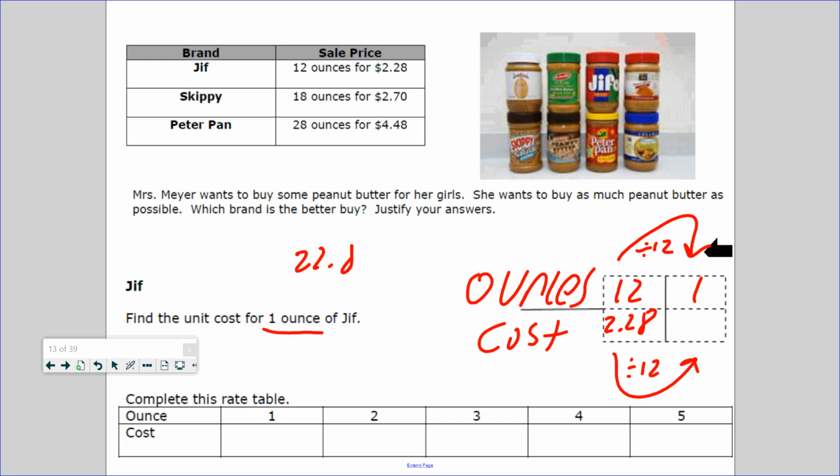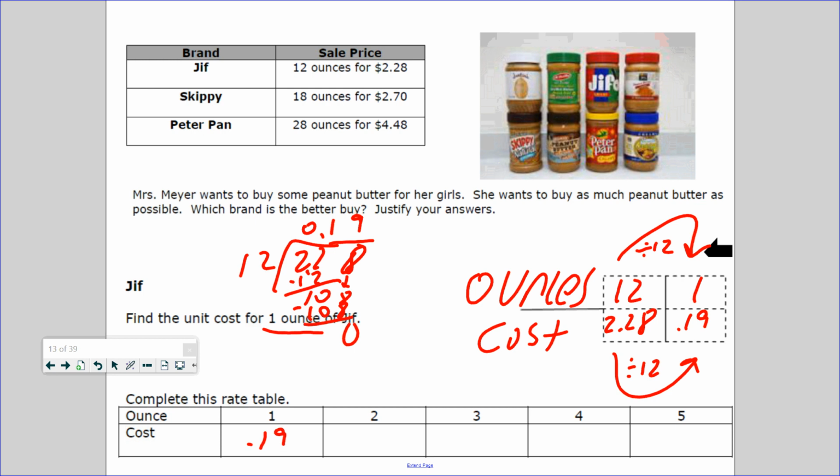So $2.28 divided by 12. 12 goes into 2 zero times. 12 goes into 22 1 time. That's a 12, subtract, and bring down the 8. How many 12s go in 108? It actually goes in 9 times. So it costs 19 cents. So 1 ounce costs 19 cents.